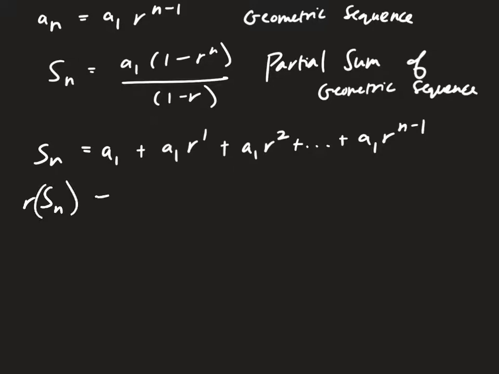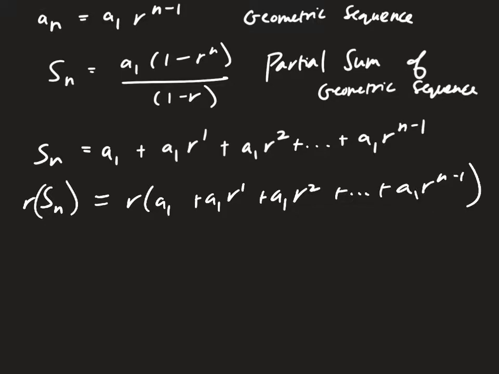And then this is equal to r times a sub 1 plus a sub 1 r to the 1 plus a sub 1 r to the 2 plus dot, dot, dot, and then a sub 1 times r to the n minus 1. Okay, so let's actually simplify this. So this is actually r times s sub n equals a sub 1 r plus a sub 1 r squared, right? Because when I'm doing my distributive property, I get r times r to the first power, so r times r is r squared.